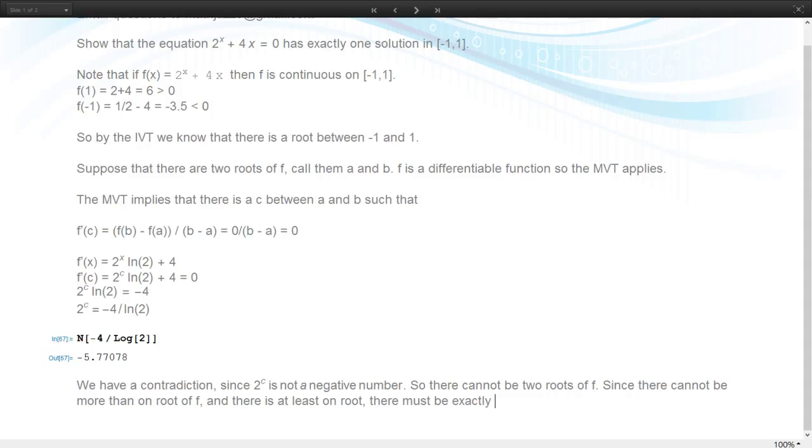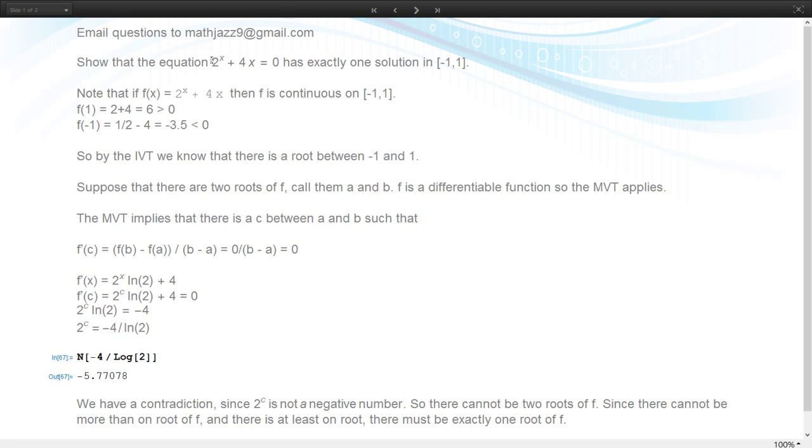And now we're done. Because the root of f is equivalent to this equation being true. That is 2 to the x plus 4 times x equals 0. Okay, let's work on another problem.